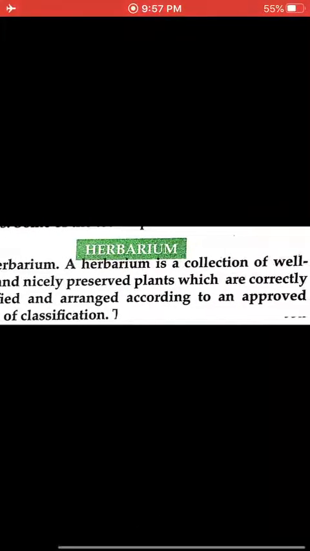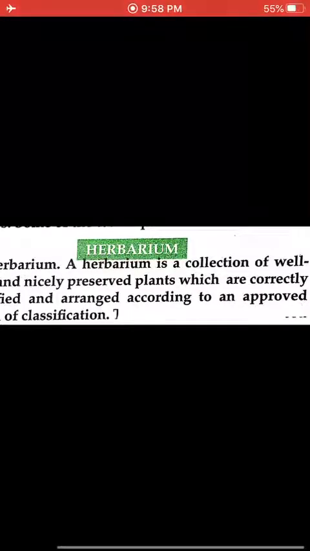So what are the steps involved in it? The first step is the collection of plants. The specimens are collected, then they are pressed and dried so that they become dehydrated and their biological processes get stopped, and degradation is stopped.